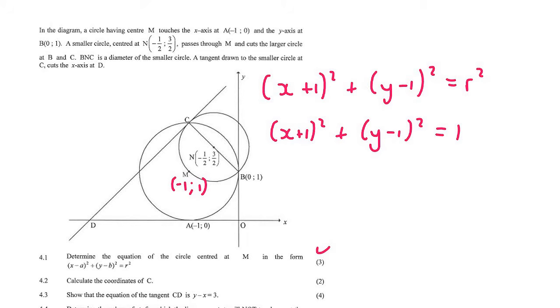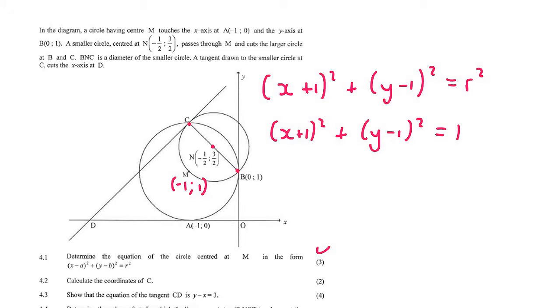Question 4.2 says calculate the coordinates of C. Now it's only for 2 marks, so what I would do in a question like that is I would realize, well, they've told us that BC is a diameter, or BNC is the diameter. So this point C is, well, if you look at these 3 points, we could use the midpoint formula in reverse.